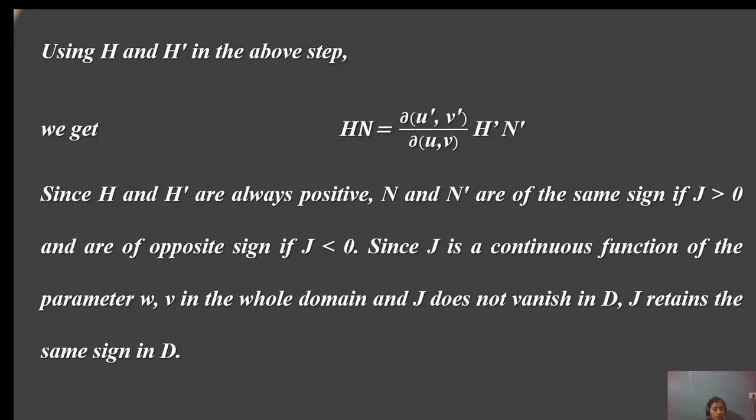J is a continuous function of the parameters u and v over the whole domain D, and J does not vanish in D. J retains its sign in D. Hence, this proves that n and n dash have the same sign under this condition.